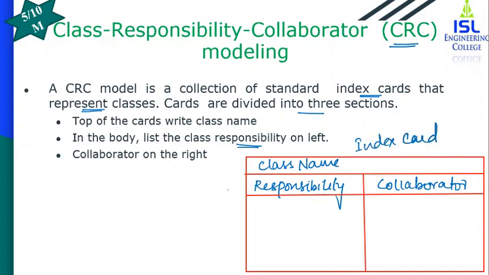Now within this index card, if we take an example of the ATM card, the class name can be card reader. The next are responsibility and collaborator. Within the first responsibility, we have: tell the ATM that the card is inserted. The collaborator for this is going to be ATM. The ATM is going to know this. So this is your first task.